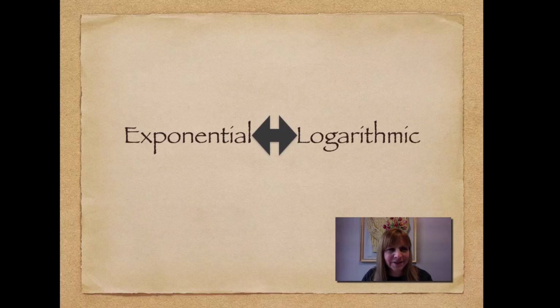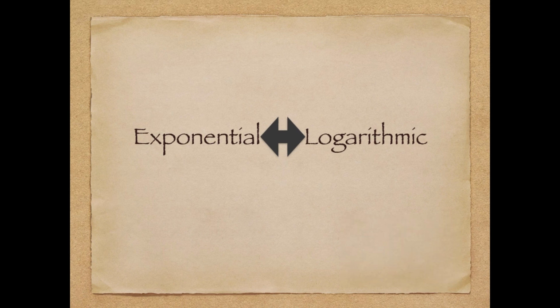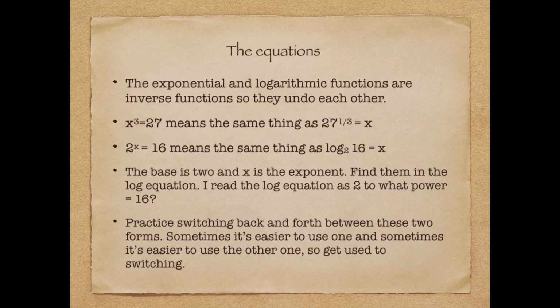Hi, we are going to talk about exponential and logarithmic functions and how to switch back and forth from one to the other. They're inverse functions of each other, so just like x cubed and the cube root of x, they undo each other, and you can write them in different ways. So if you look at the second bullet here, x cubed equals 27. That means exactly the same thing as 27 to the 1/3 power equals x. Those are completely equivalent equations.